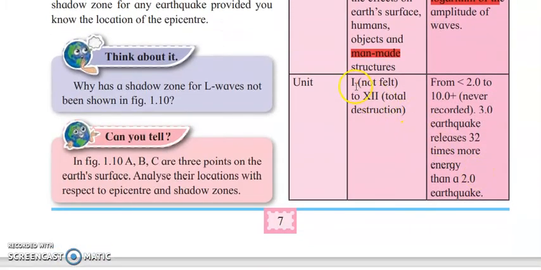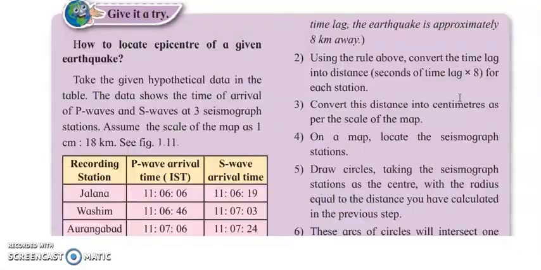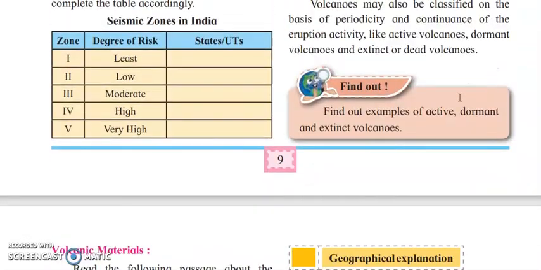ठीक है, मर्कली स्केल का मेजरमेंट यूनिट क्या है? 1 to 12. 1 मतलब इट इज़ वेरी वेरी माइल्ड एंड 12 मतलब बहुत ज़्यादा डिस्ट्रक्शन हुआ है. एंड इन द केस ऑफ रिचर स्केल इट इज़ फ्रॉम लेस देन 2.0 to 10.0 प्लस. ओके, दिस इज अबाउट द रिचर स्केल.